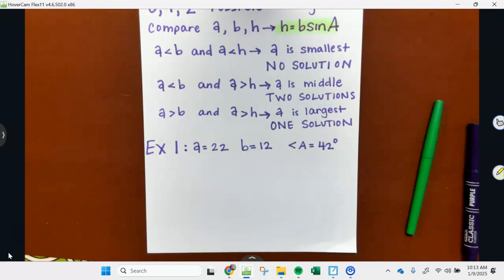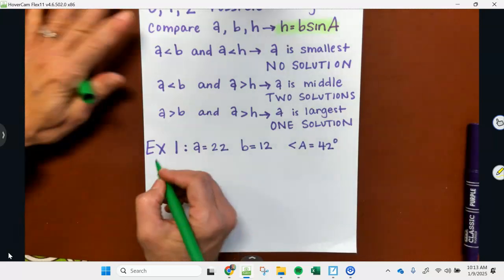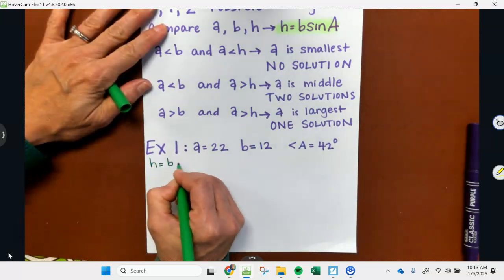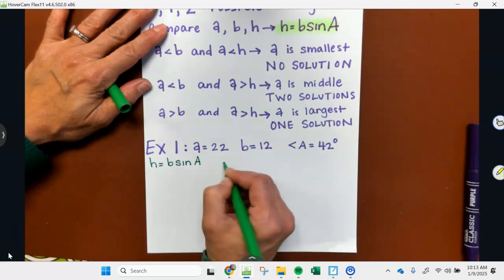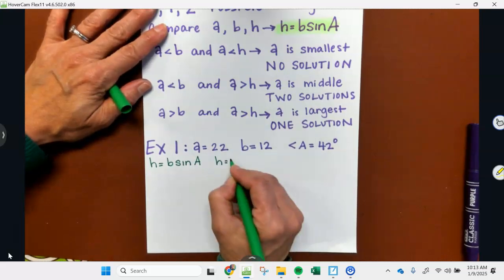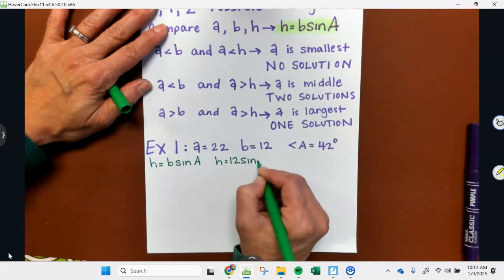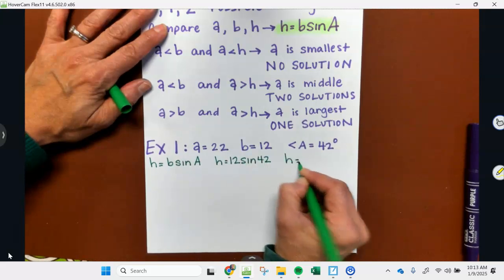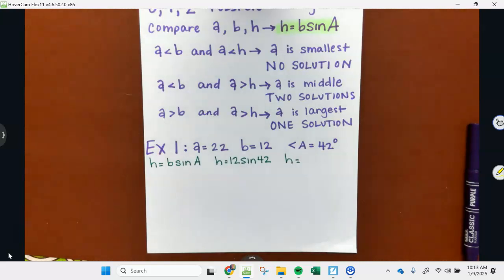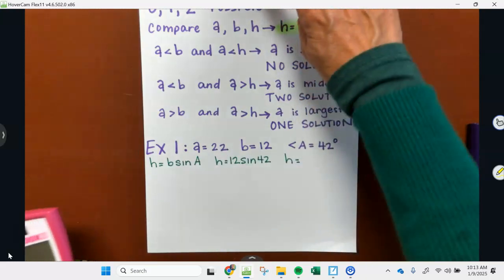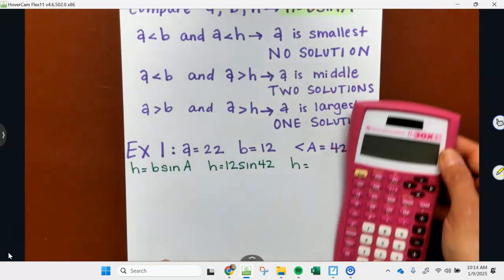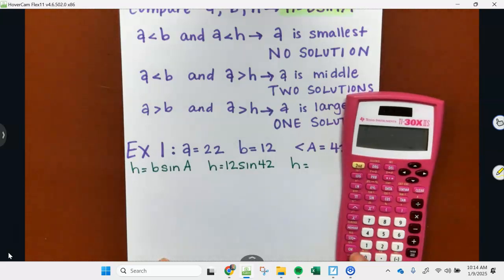Your very first step is to find H. And remember, H is B sine A. So that's what we're doing. H is B sine A. So on your calculator, you are just typing 12 sine 42. Let's analyze that value, and it doesn't matter how you round it because H is just a tool for us. H has nothing to do with our final answer. It's just part of our analysis. So 12 sine 42. We get H to be like 8.03.